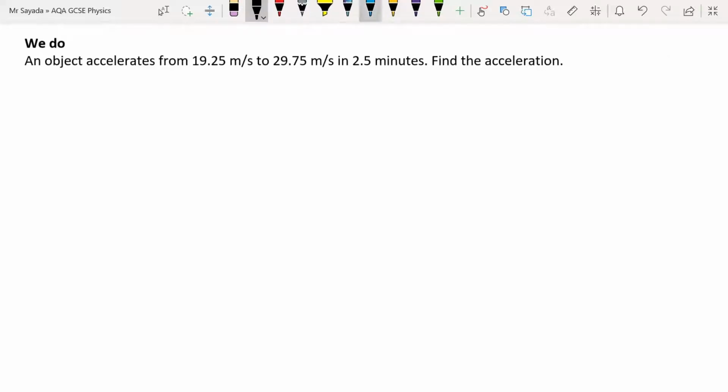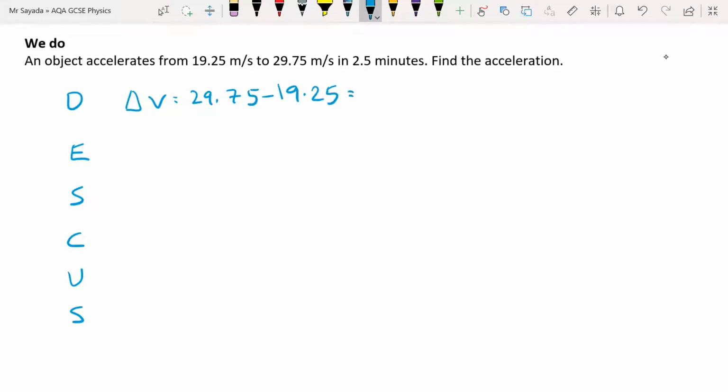Hopefully, you followed the method step by step using DESCUS. So the first thing I'm going to do is write down DESCUS so I don't go wrong. D for data. So my change in velocity is going to be 29.75 minus 19.25, which is 10.5. My time is 2.5 minutes. You should have changed that to seconds by timesing it by 60. 2.5 times 60 is 150 seconds.